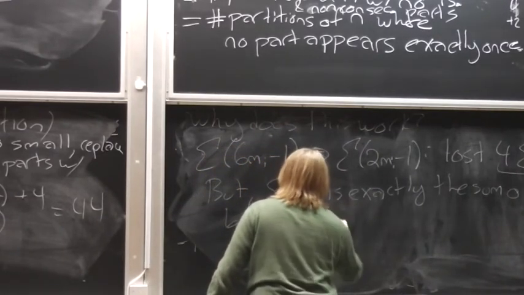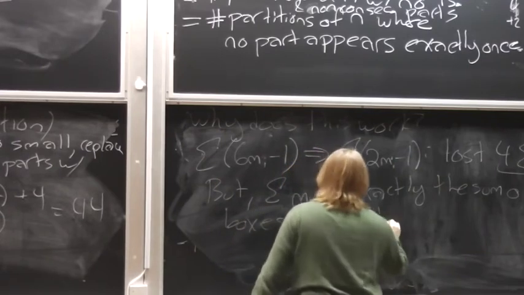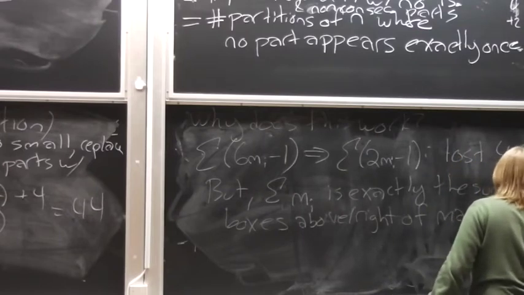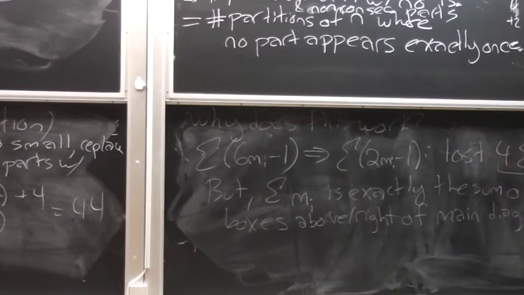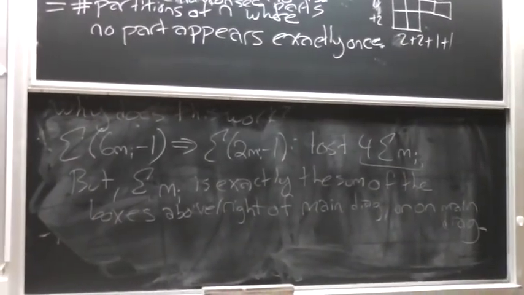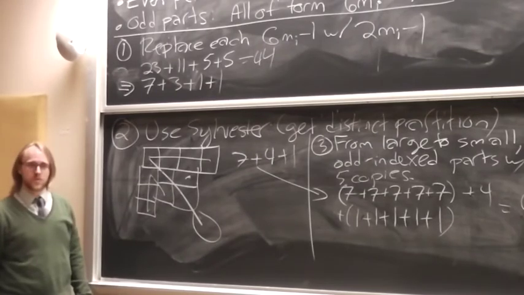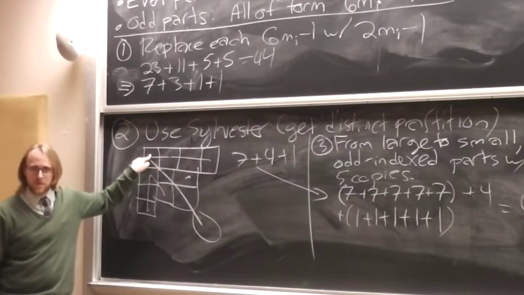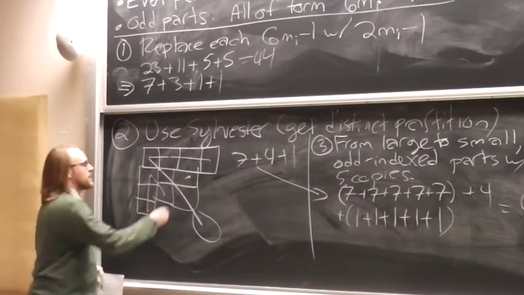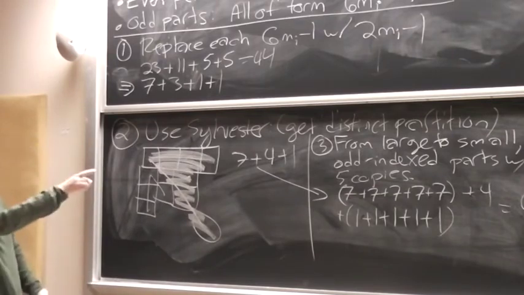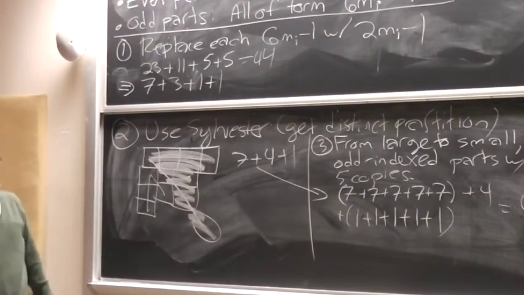above or to the right of the main diagonal, or on the main diagonal in this here. Because 7 is 2 times 4 minus 1, that 4 here was those 4 boxes. And so m_i is exactly that.